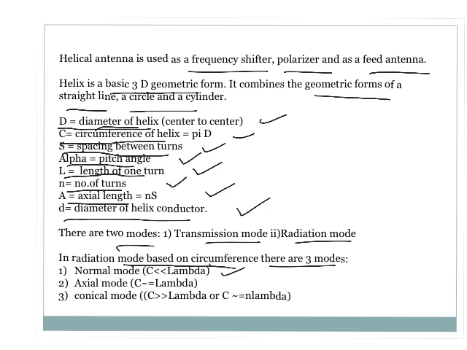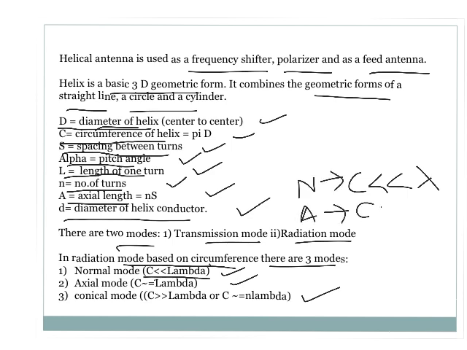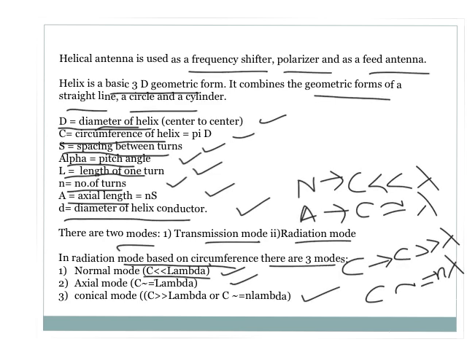One I call normal mode, another axial mode, and another conical mode. In normal mode, the circumference C is very much less than lambda. In axial mode, C is almost equal to lambda. And in conical mode, C is very much greater than lambda, or I can say that C is almost equal to N into lambda.